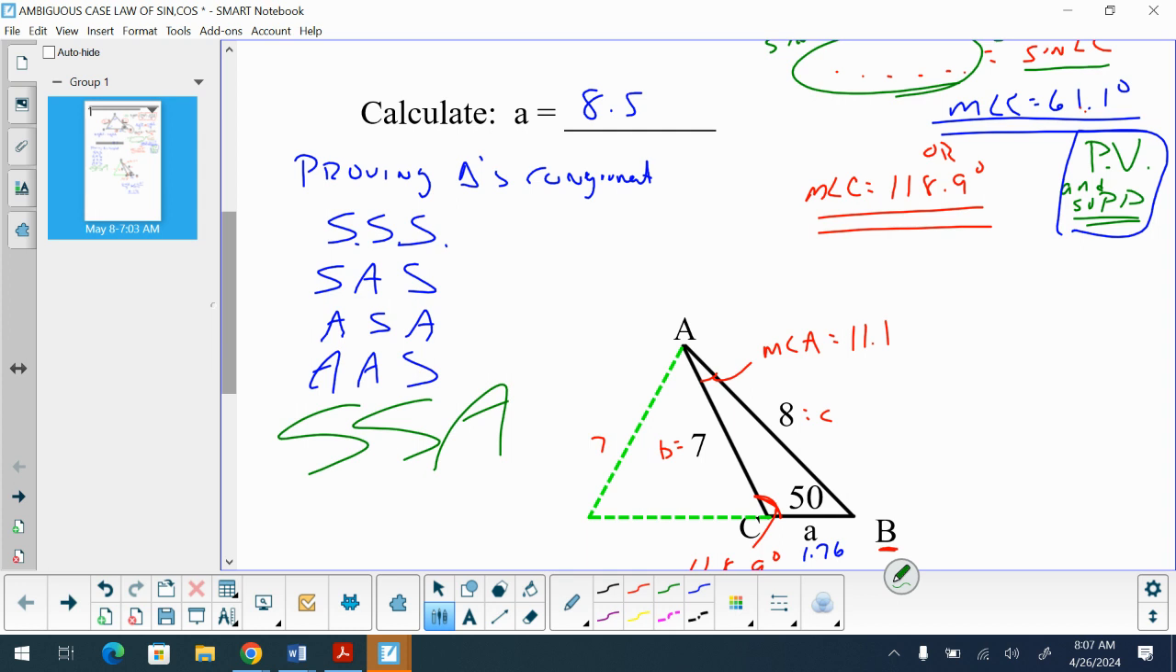Well, when you're proving triangles are congruent, that means you're going to be able to put one right on top of the other, and you only see one triangle. Put one triangle on top of a second triangle, and then you only see one triangle. They are identical matchups.